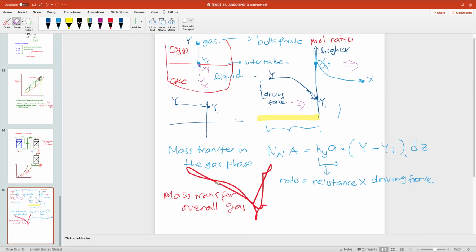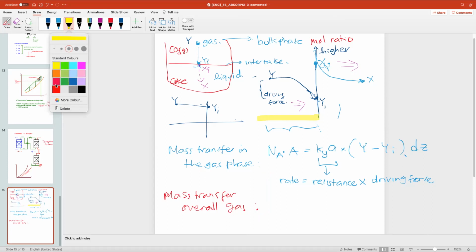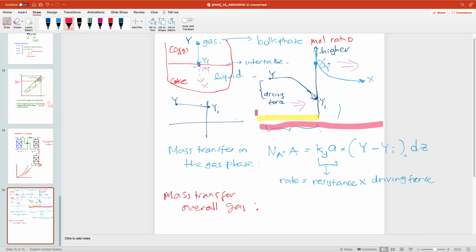What is that? Mass transfer overall. For mass transfer overall, we want to consider the phenomena from the beginning to the end. Again, the correlation becomes N_A multiplied by a equals K_Y a multiplied by the driving force, and the driving force is Y minus Y star dz. The Y star we can get from the previous one, the Y that correlated to the X in the operating line.